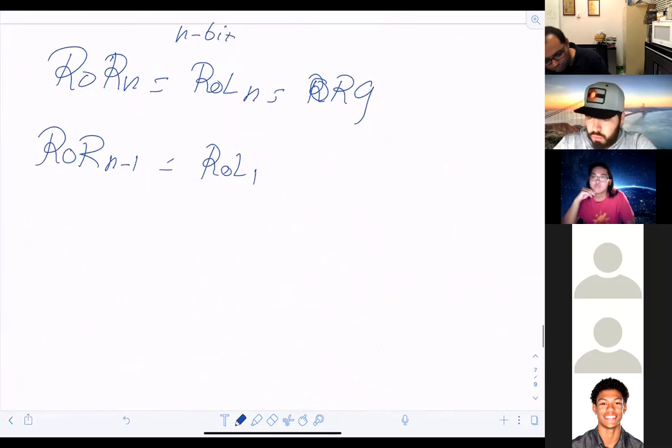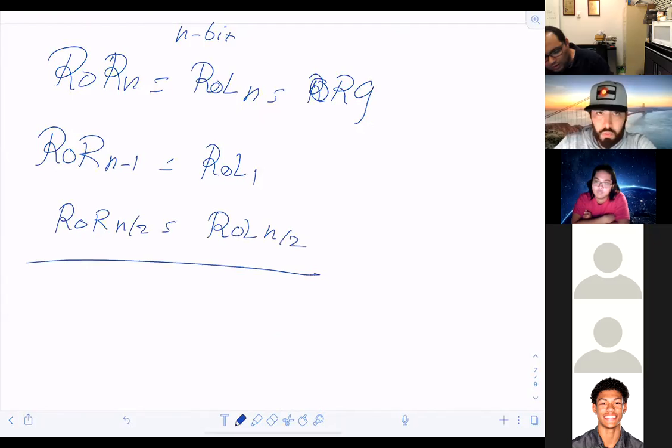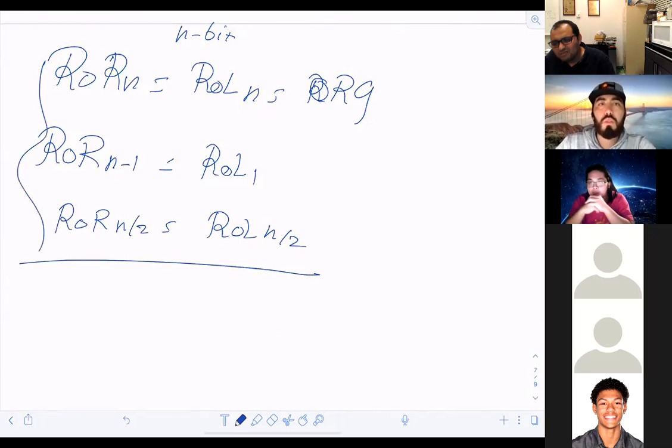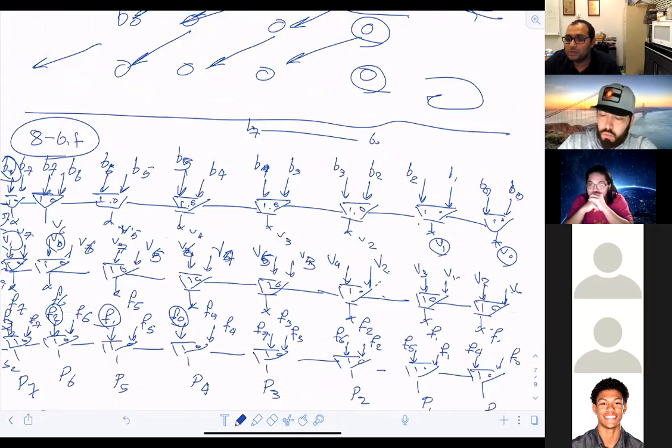Rotate right n divided by 2 is equivalent to rotate left n divided by 2. That means if I have 4 bits, rotate right 2 is the same as rotate left 2. If you use this, you don't need to waste your time making both left and right, you just get one from the other.